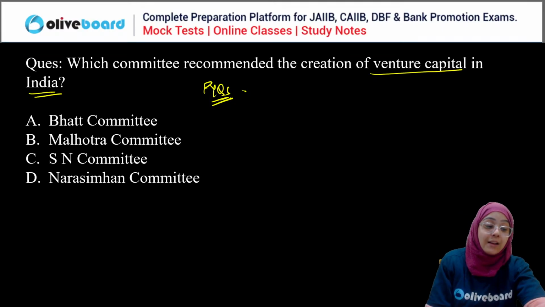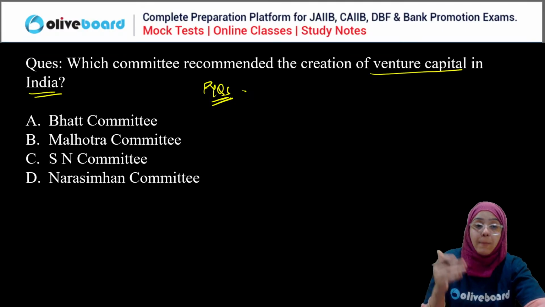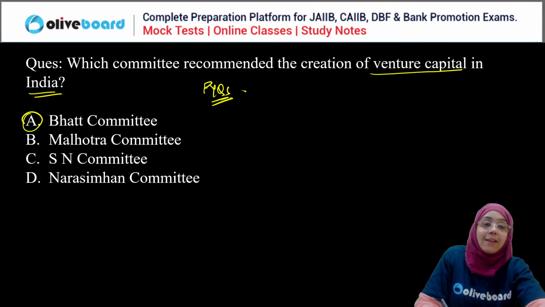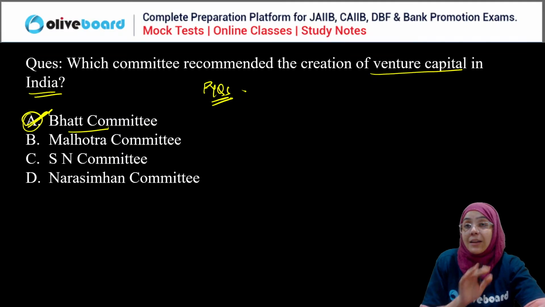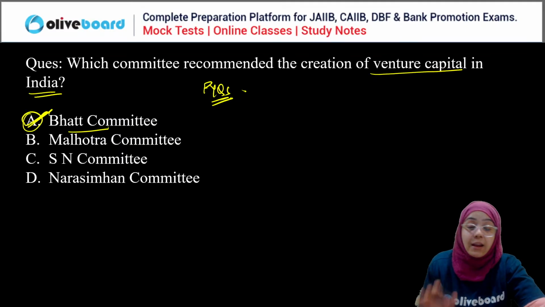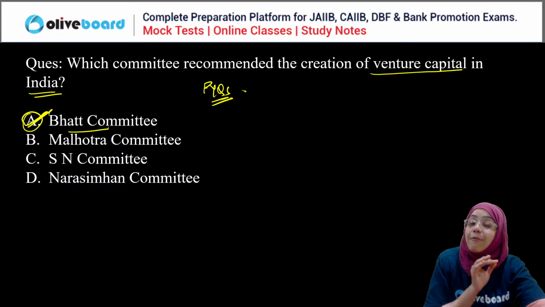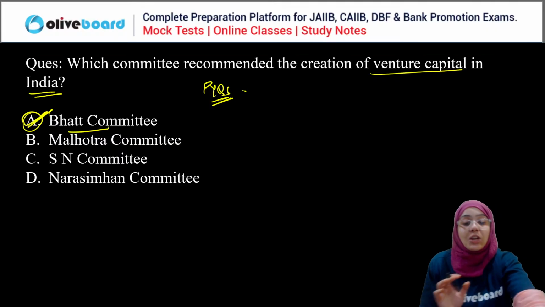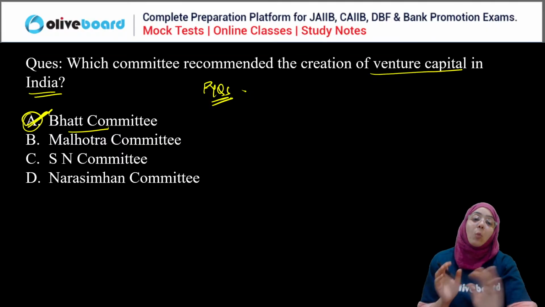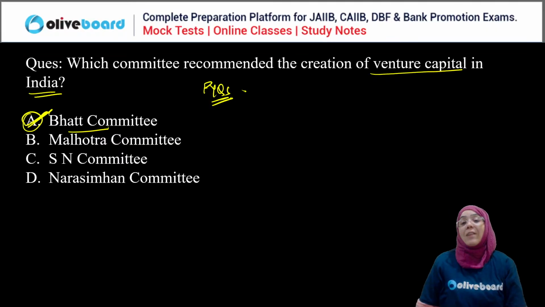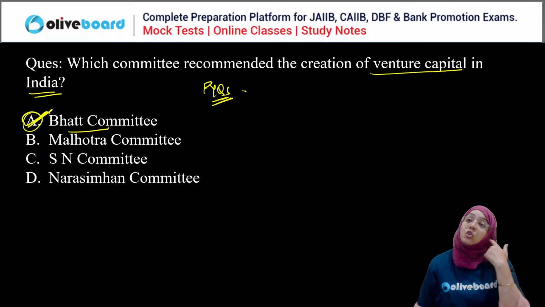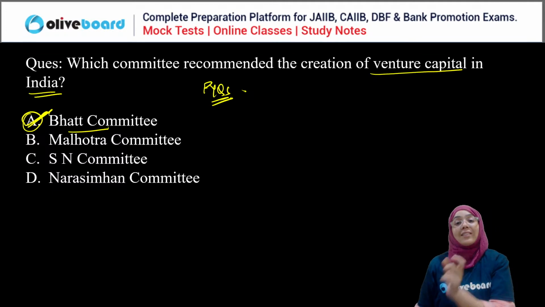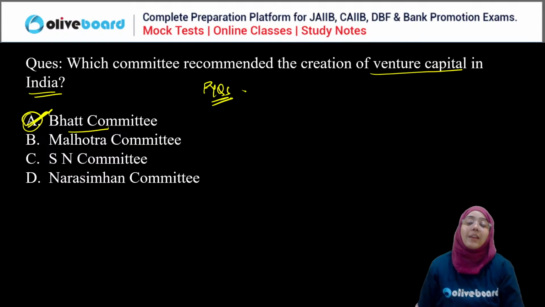Yes, it was the Bhatt committee, right? You are all confused between A and B, but A is the correct answer. Bhatt committee. See, committees are very important. I am again telling you, committees are very, very important for all of you, so don't miss any committee. Now, what is a venture capital? Venture capital is the institution that provides funding to startups at a very early stage.